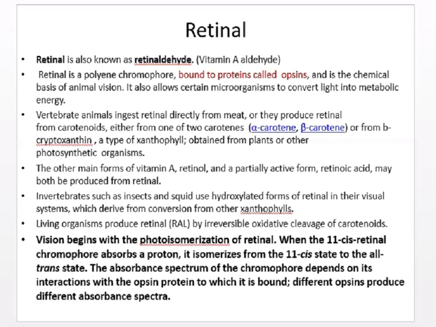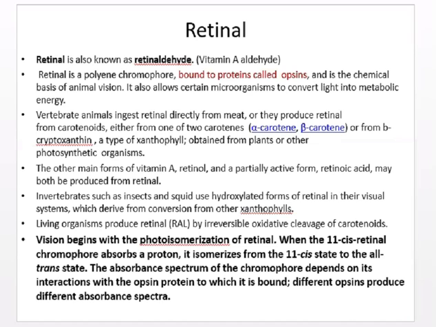Vertebrate animals ingest retinal directly from meat. Or they produce retinal from the carotenoids, either from alpha or beta-carotenes, from photosynthetic organisms. The other main form of vitamin A is retinol, and the partially active form, retinoic acid, may both be produced from the retinal.